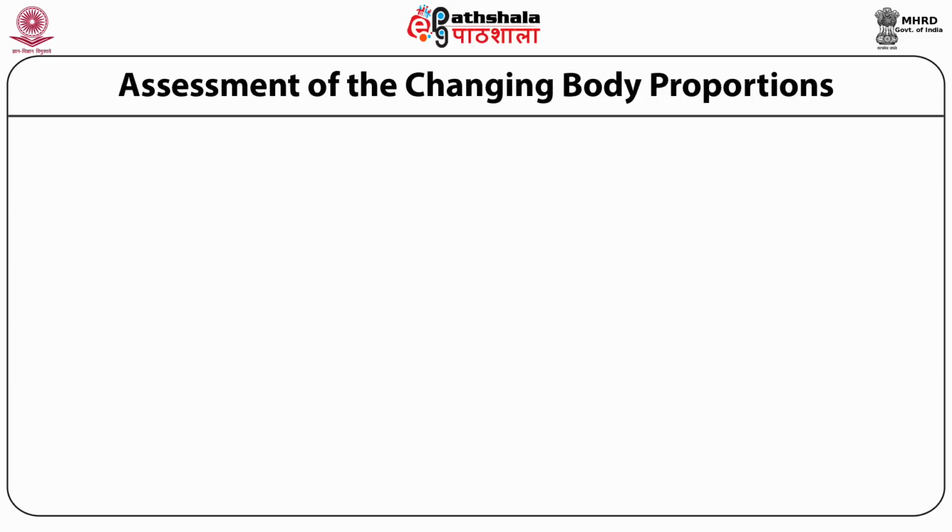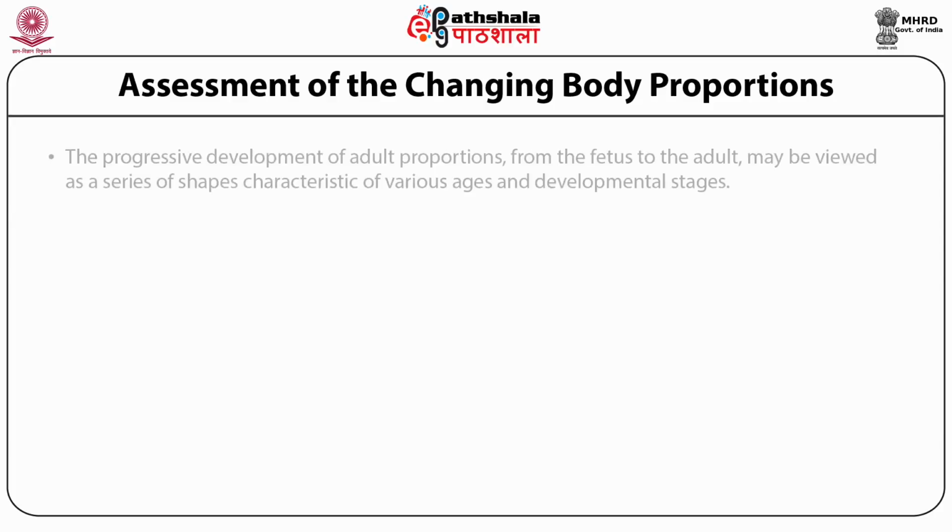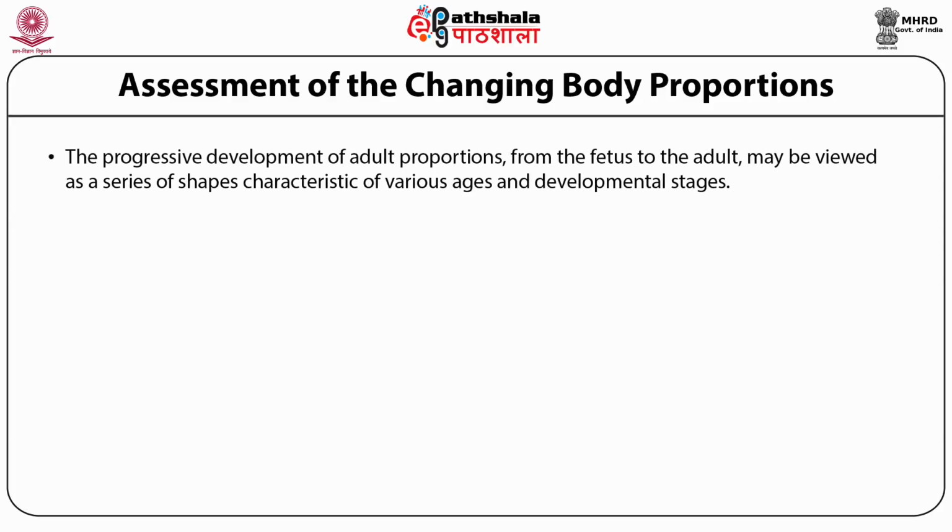Assessment of changing body proportion. The progressive development of adult proportions from the fetus to the adult may be viewed as a series of shapes characteristic of various ages and developmental stages. It may also be seen as a set of differing rates of growth.